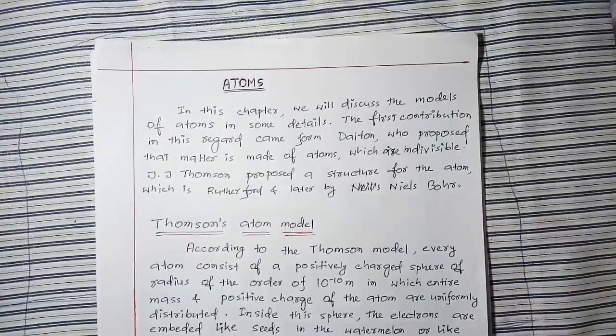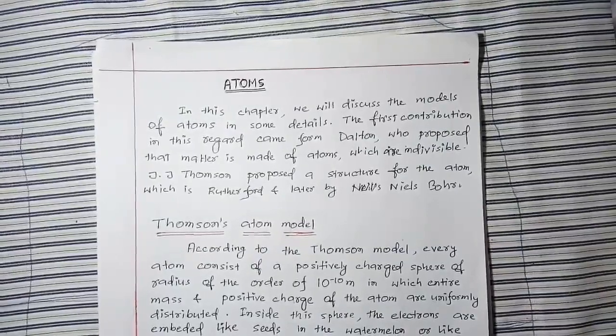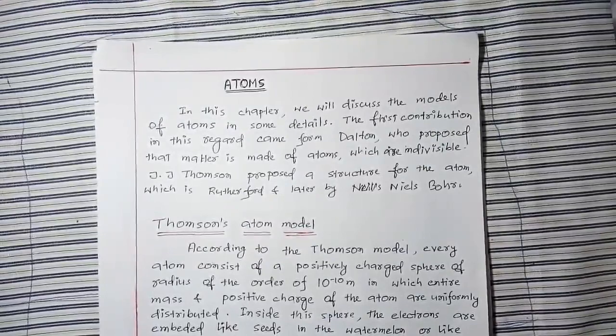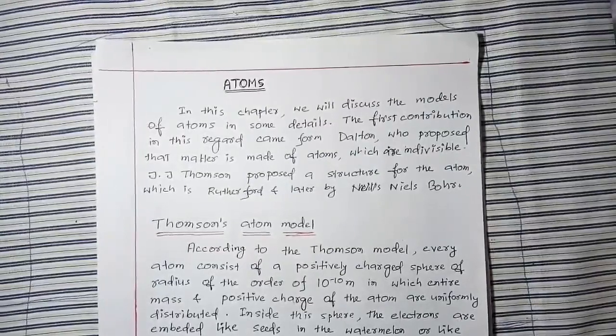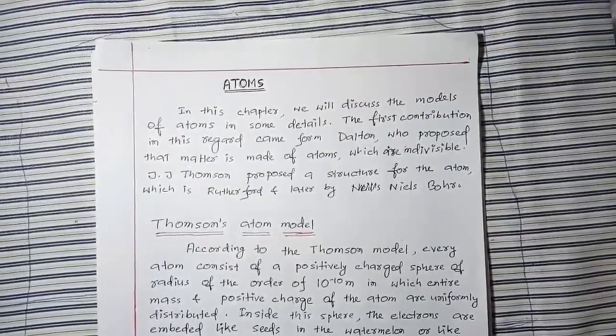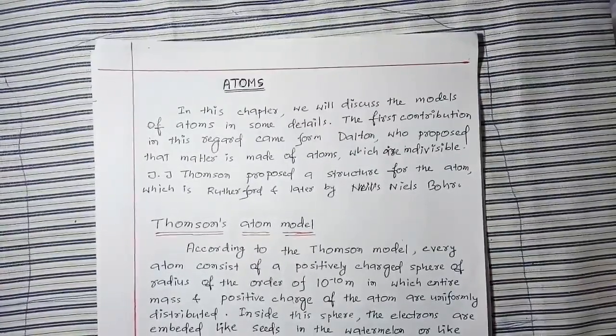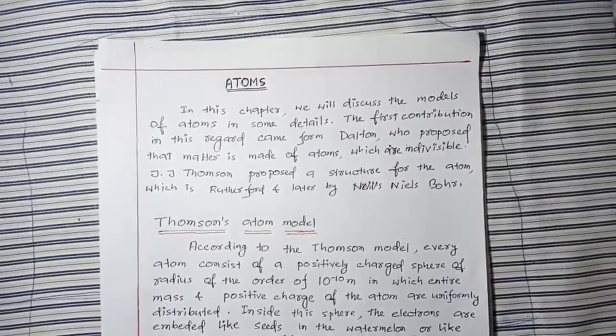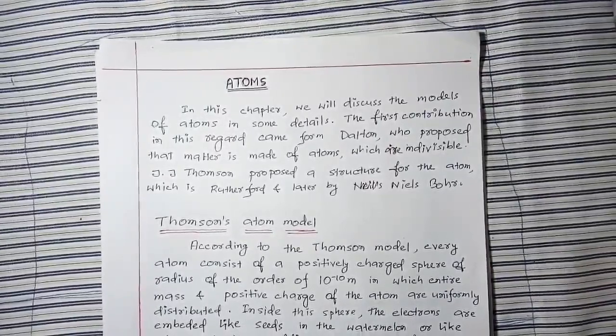After the postulate that was given by Dalton, we have different models that will help us to have a clear understanding of details of an atom. The first model was proposed by a scientist called J.J. Thomson, and it was known as what? Plum pudding model or watermelon model.